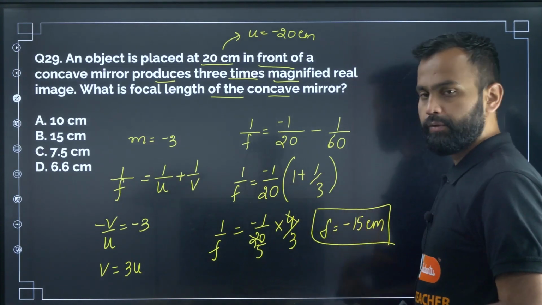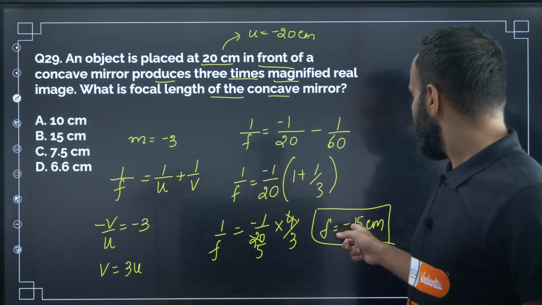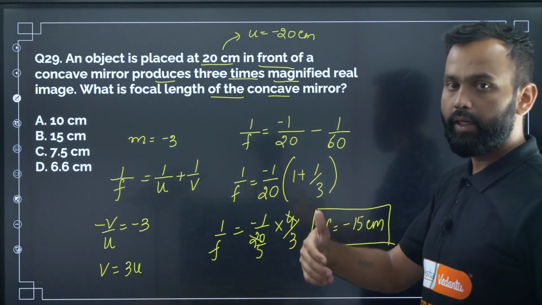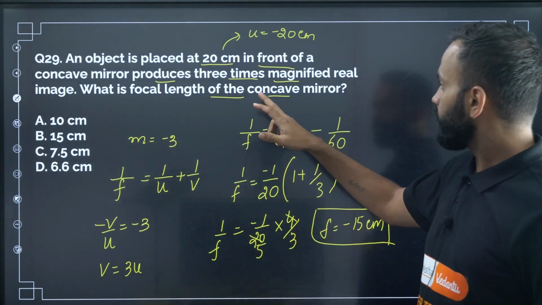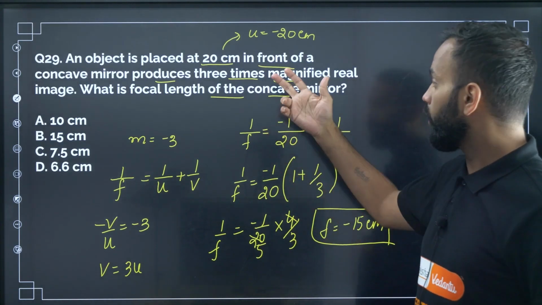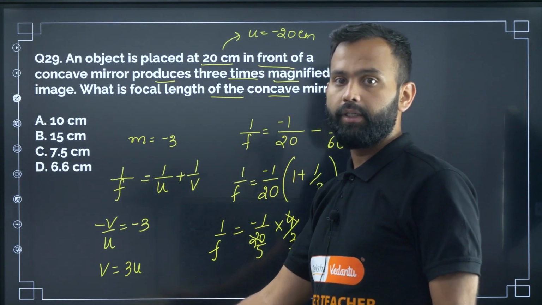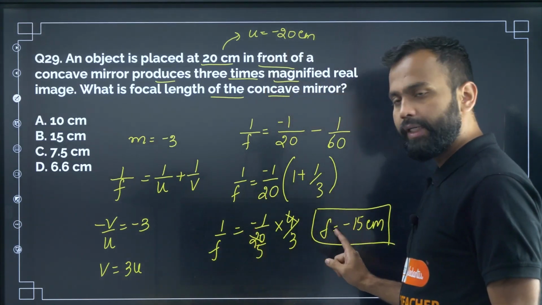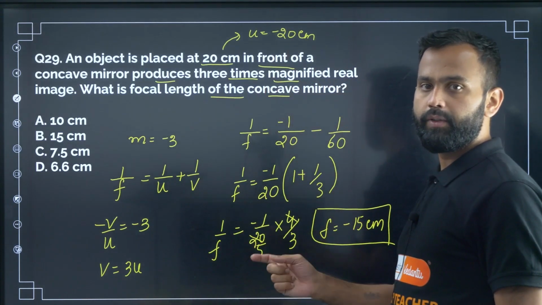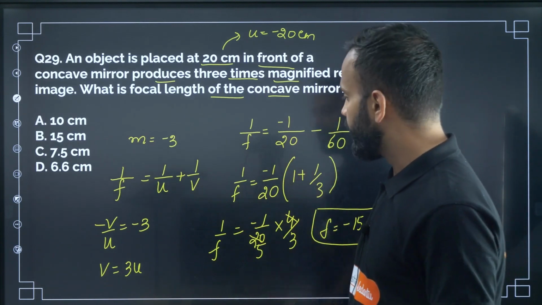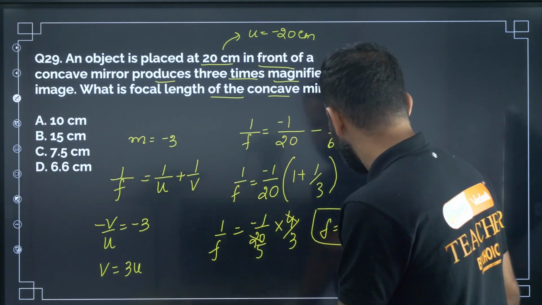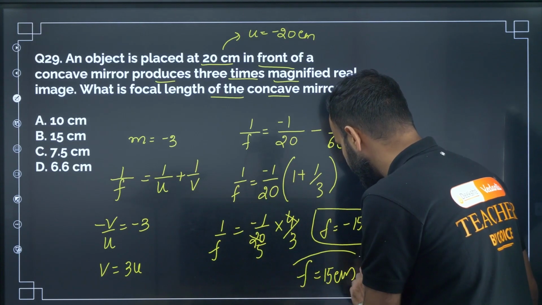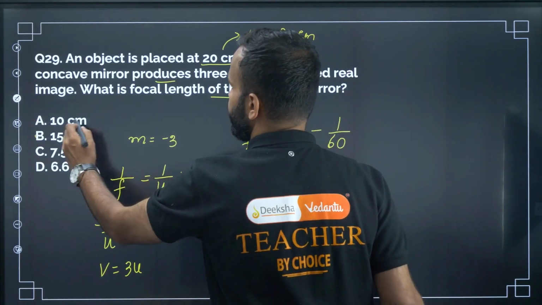What is the meaning of negative sign? The meaning of negative sign is the focus of the concave mirror lies in front of the mirror, or you can say the direction of the measurement of f is opposite to the direction of the incident ray. So in magnitude, f equal to 15 centimeter. So the correct option is B.